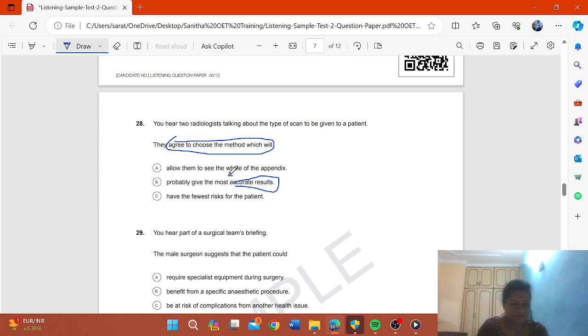But what would we do if the ultrasound doesn't answer the question? If we can't visualise the complete appendix, then we can recommend an abdominal CT. Okay, we have a plan. Call them back and let them know.